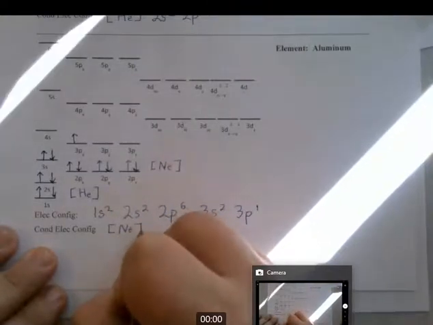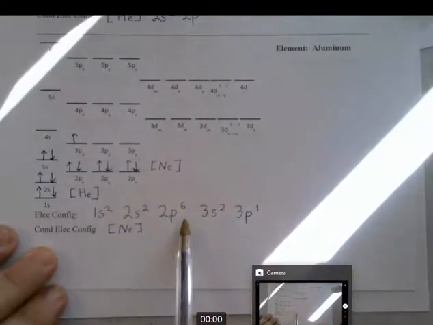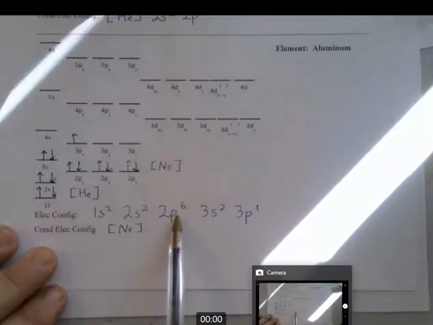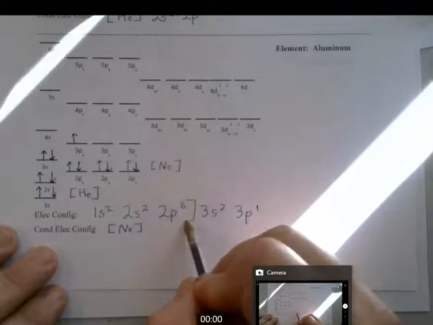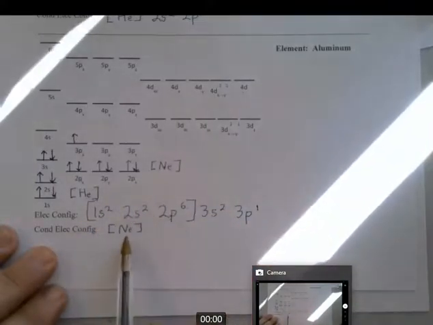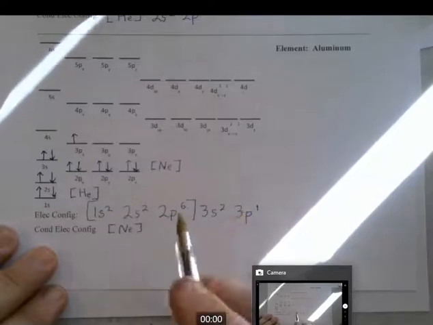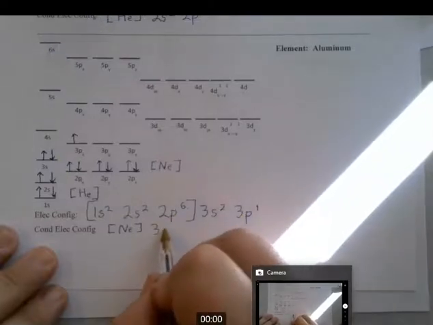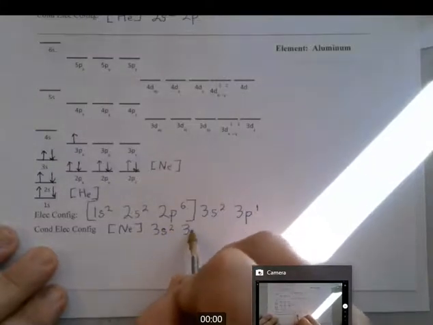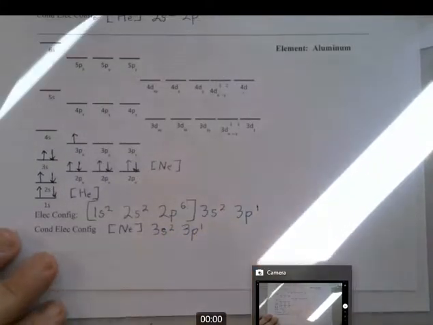And then we continue on where we started. So where is neon? It's at the end of this full p subshell right here. So that's neon right there. So now we just write all of that as neon, and then we can just continue on with the rest of it. So it's 3s2 and 3p1. Okay?